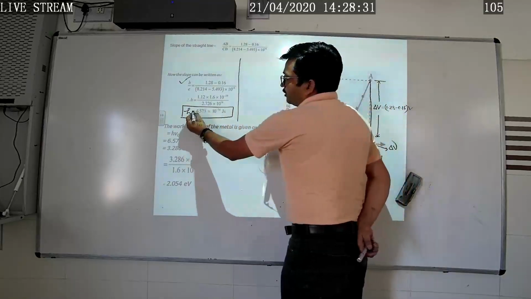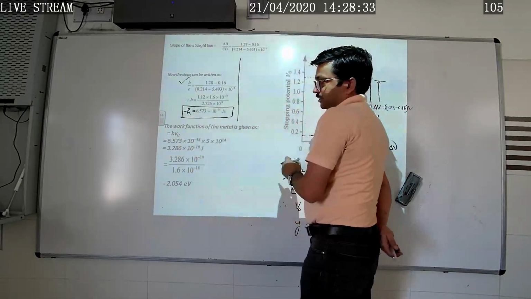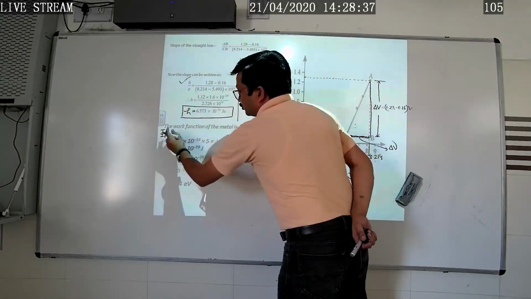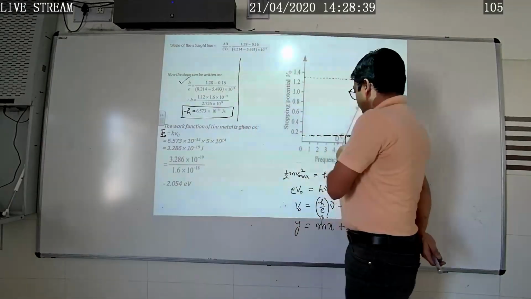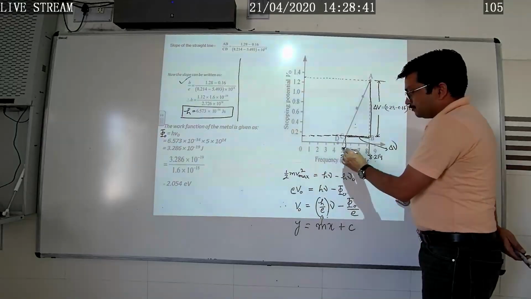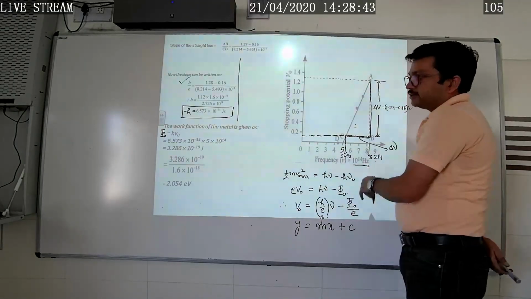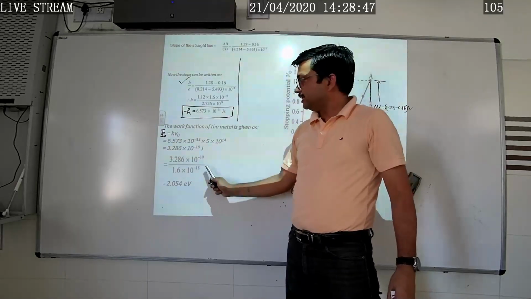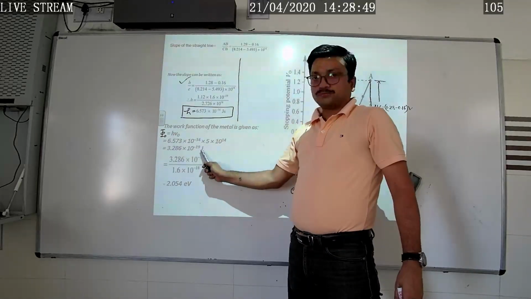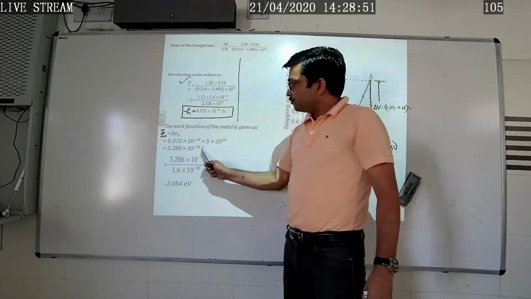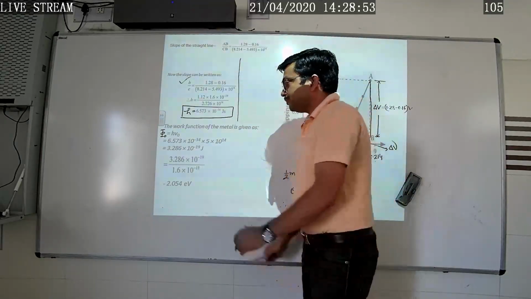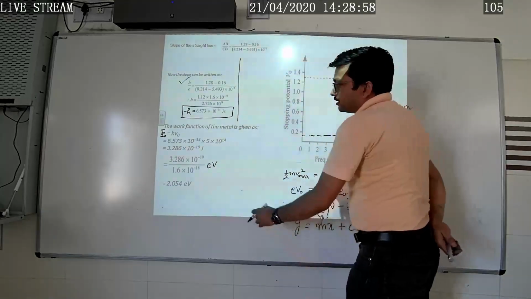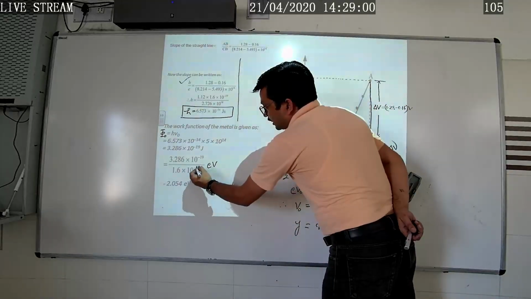Now we got the value of Planck's constant. Therefore the work function phi naught will be equal to h nu naught. The threshold frequency we already know, this is 5 into 10 to the power 14 hertz. So simply multiplying Planck's constant with the threshold frequency, we got the work function. Now in order to convert it into electron volt, we have to divide it by 1.6 into 10 to the power minus 19.